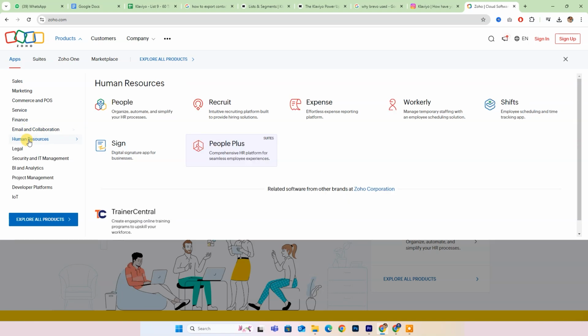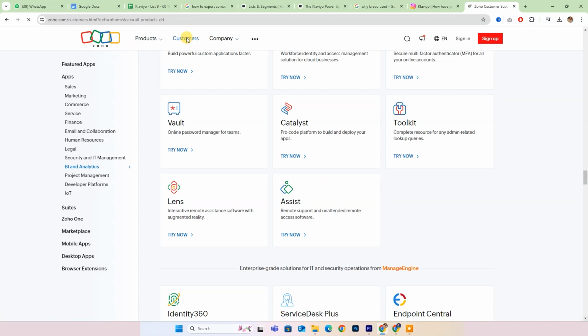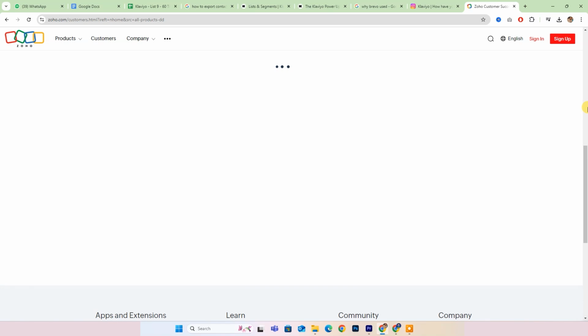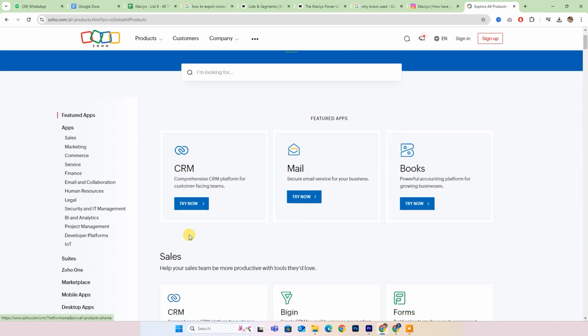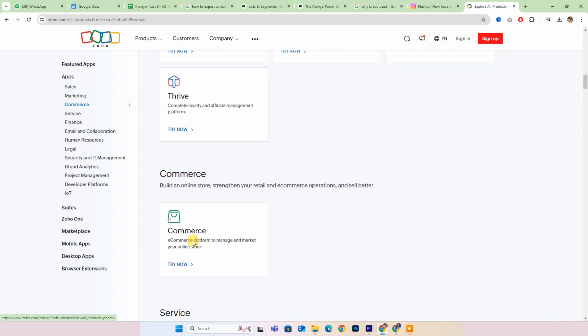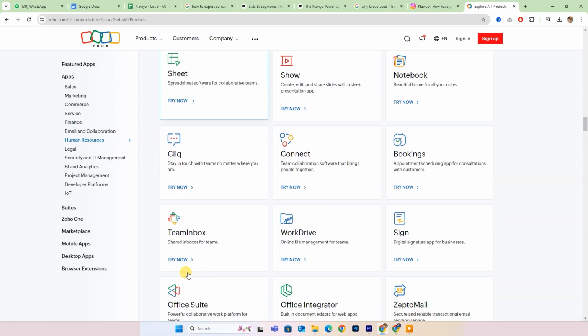Additionally, Zoho provides customer support functionalities such as help desk and live chat, along with project management tools to help teams collaborate effectively. This suite is ideally suited for businesses seeking an all-in-one solution to manage multiple facets of their operations, enhancing overall efficiency and productivity.